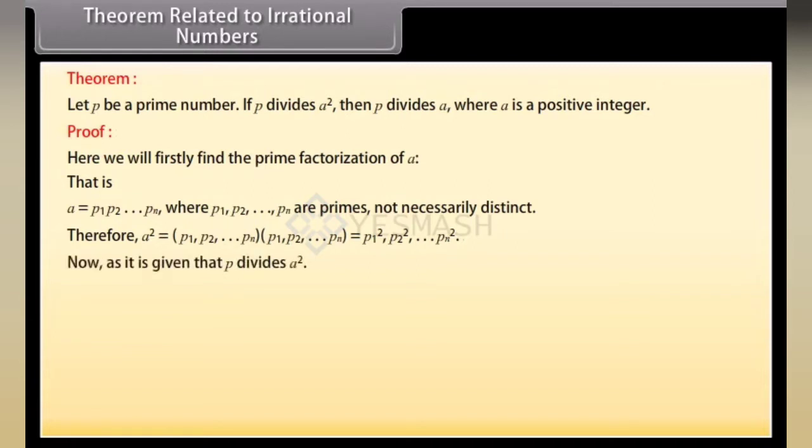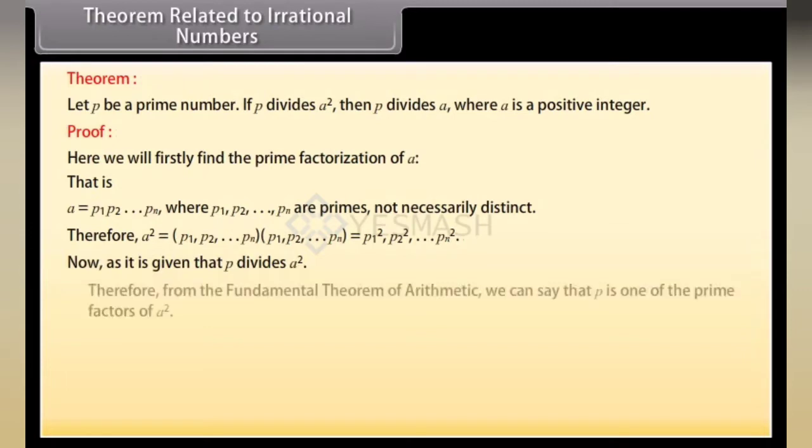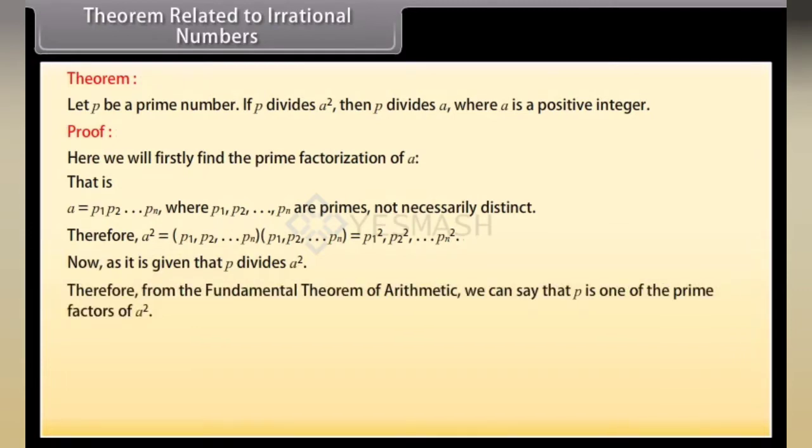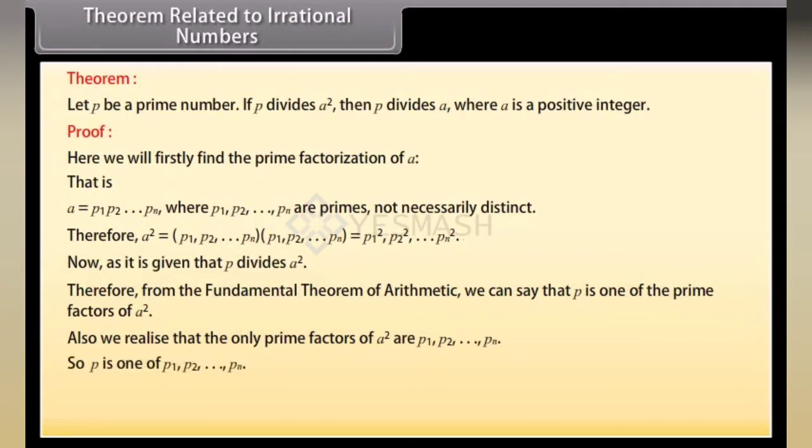Now, as it is given that p divides a square, from the Fundamental Theorem of Arithmetic we can say that p is one of the prime factors of a square. Also, we realize that the only prime factors of a square are p1, p2, and so on, pn. So, p is one of the p1, p2, and so on till pn. Now, since a is equal to p1, p2, and so on till pn, we can say that p divides a.